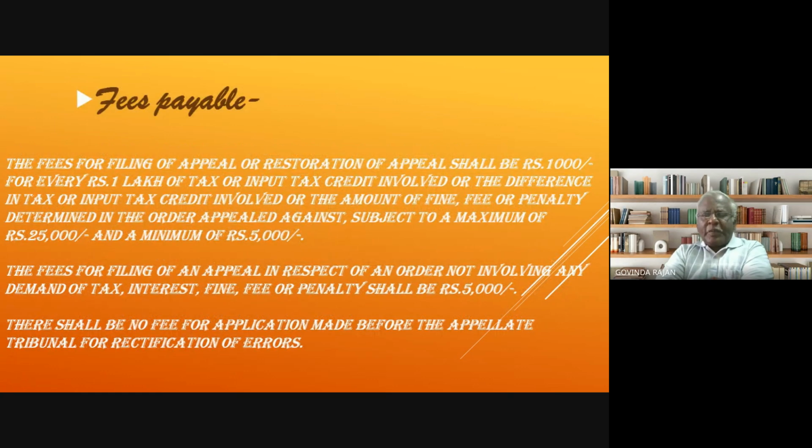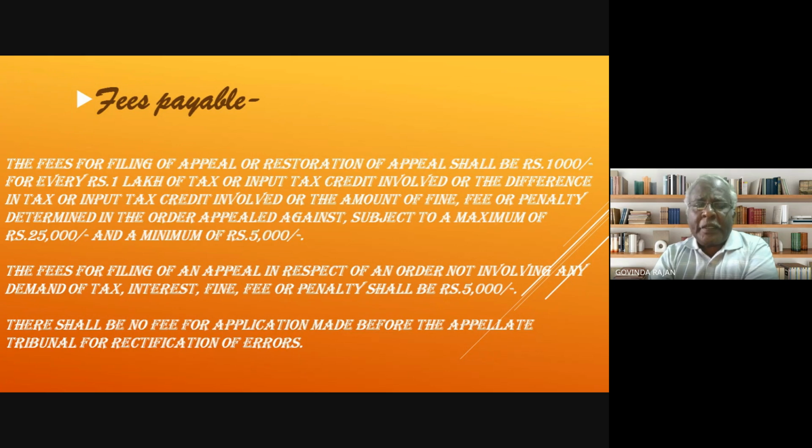Next item: what is the fee payable for the appeal before the tribunal? We see there are appeal, revision, stay petition, restoration petition. Usually the tribunal charges 5,000 rupees as fees. The fee structure is that the fee for filing an appeal or restoration appeal shall be rupees 1,000 for every rupees 1 lakh of tax or input tax credit involved, or the difference of tax or input tax credit. Whatever the amount, for every 1 lakh rupees, 1,000 fee is required to be paid.